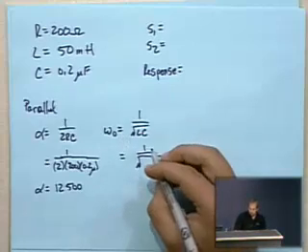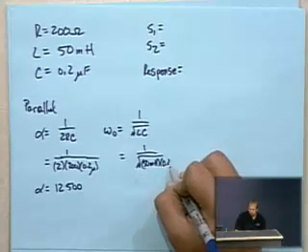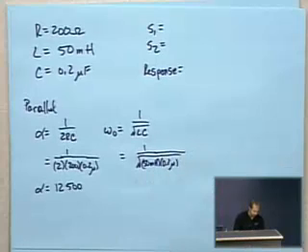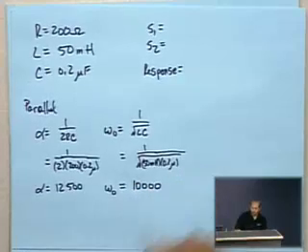So this will be 1 over 50 millihenries times 0.2 microfarads. 50 e negative 3 times 0.2 e negative 6. Sounds like there's a tornado starting up in here. And then take the square root of that. Where's my square root button? And then flip it, and you get that omega naught equals 10,000.